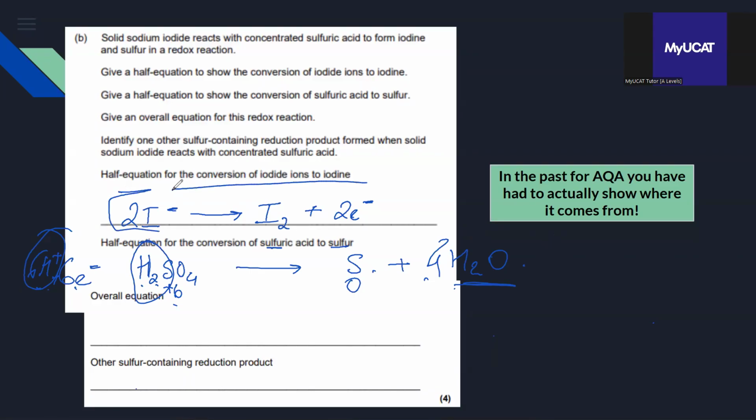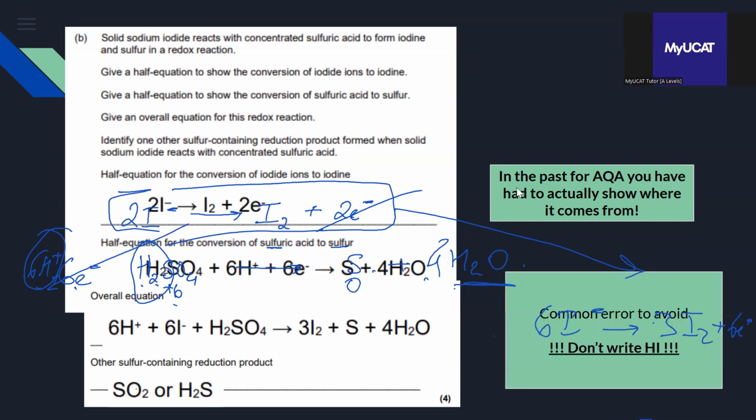Now, if this is the half equation for iodide to iodine, how much do we have to scale it up by to balance the 6? Yeah, we need to scale it up by 3. So that's now going to become 6I minus, and it's going to become 3I2 and 6e minus. Now, if we add those two together, we're going to end up with just the same things as in these two equations, but with the electrons cancelled out. And that will give you what I'm just about to show. So this here: 6H plus, 6I minus, H2SO4, 3I2, S, 4H2O.